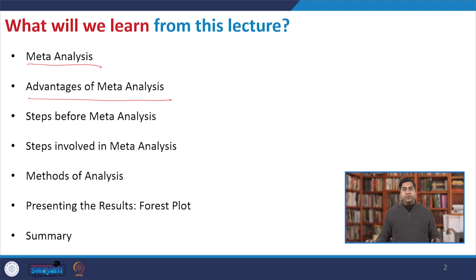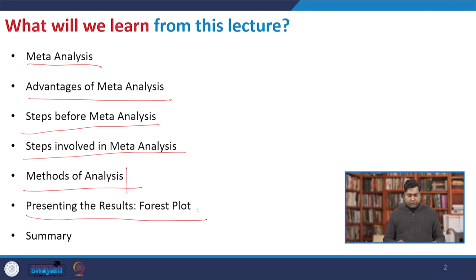It is not that you can straight away do this analysis. We have to extract quantitative information out of the past literature. So for that there are some prerequisites, there are some steps before you actually conduct the meta-analysis. Then the steps involved in meta-analysis, then the method of analysis, then we will also look at some of the representation of that meta-analysis, and then we summarize our understanding at the end of this presentation.